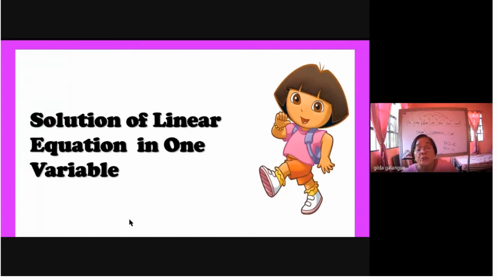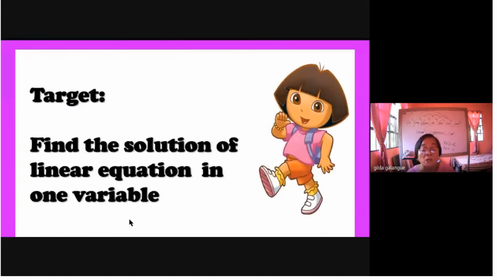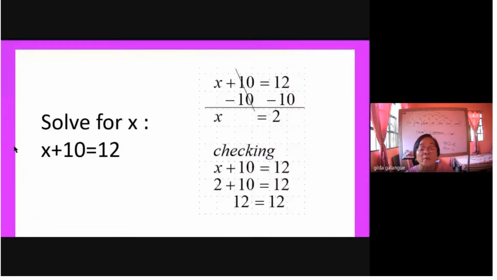Today is about solution of linear equation in one variable. So our target is to find the solution of linear equation in one variable. Next, we have the first problem.